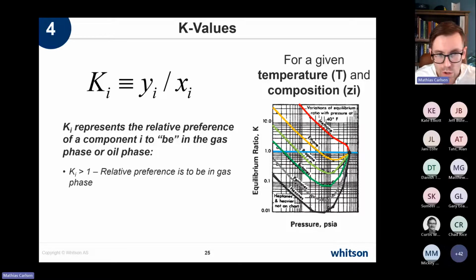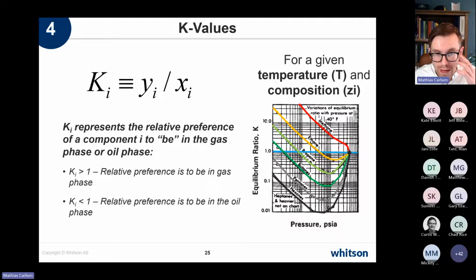So if the K value is larger than 1, the relative preference is to be in the gas phase, typical for methane, etc. If you look at the plot to the right out of the SPE phase behavior monograph that Curtis wrote around 2000, methane likes to be above the line here in blue, which is 1. And then if you're a very heavy component, here we're dealing with hexane, for instance, that's a heavier component, and you see that it likes to be below 1. So the relative preference is to be in the oil phase. And that will be different for the different components at different temperatures and pressures.